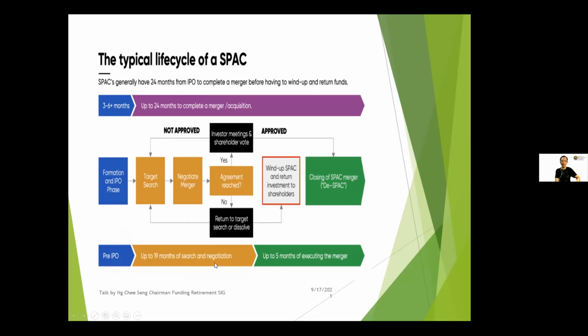So you can see the whole time frame: 3 to 6 months for the initial pre-IPO, up to 24 months to complete the acquisition search and negotiation, and then up to 5 months of executing the merger. So you imagine how long, 19 months plus 24 months, right? 2 years. No doubt they say this is a faster process compared to the typical IPO listing. But of course, the typical IPO listing has a lot of background work involved that you may not know.